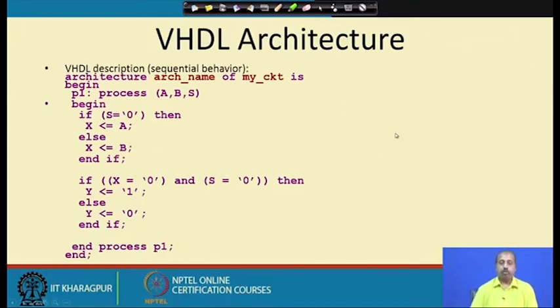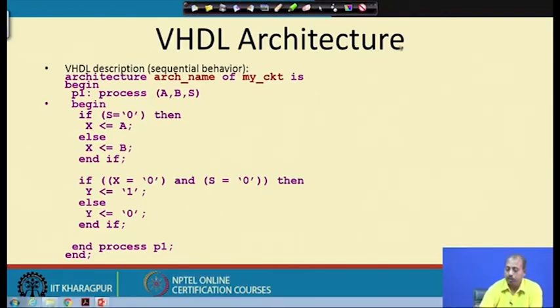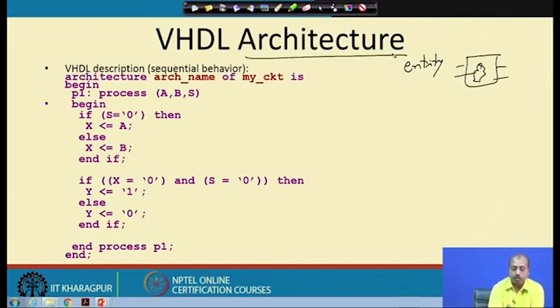So, how are you going to describe it in VHDL? First, we will be looking into a sequential behavior. Any description in VHDL is put into the VHDL architecture. For my circuit, the first thing that I have seen is the entity. The entity has told the interface with the outside world, and then I am trying to describe what is there inside. For that I have to use the architecture part, which starts with the architecture keyword.